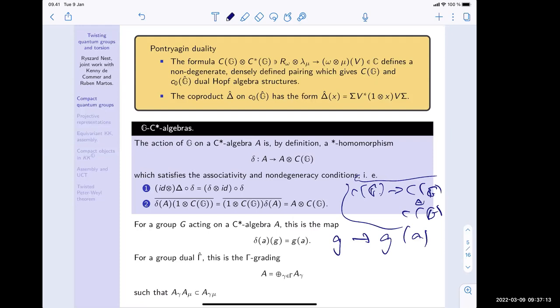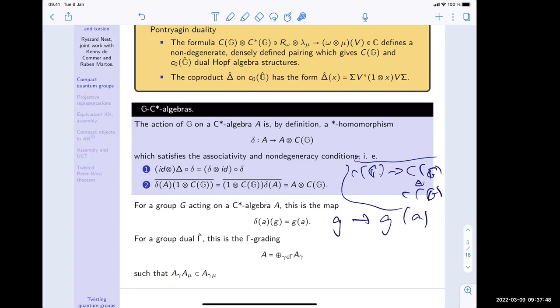Now, if it's a group dual case, I think this one works. So remember, we had the compact quantum group where we took the dual of a discrete group. Then the corresponding action of the dual of a discrete group Gamma is what's called a Gamma grading. So the algebra splits into a direct sum of elements indexed by group elements, and the product in the algebra is consistent with the product of group elements.